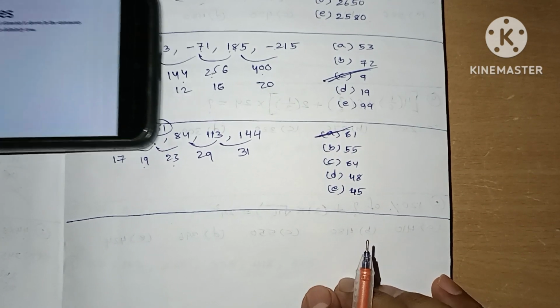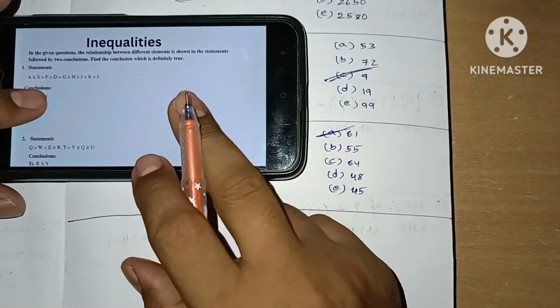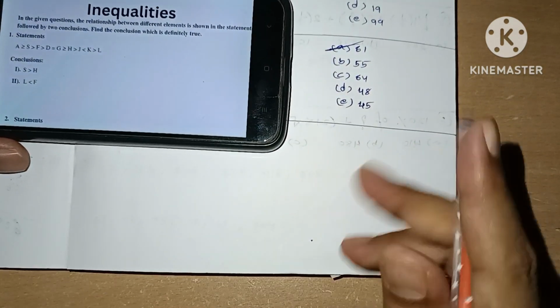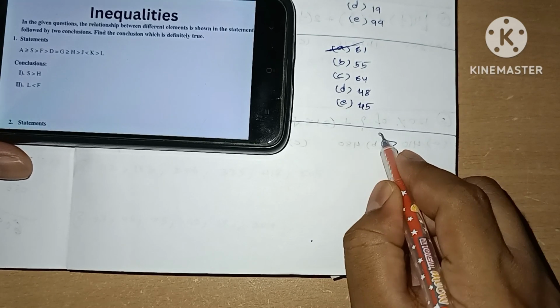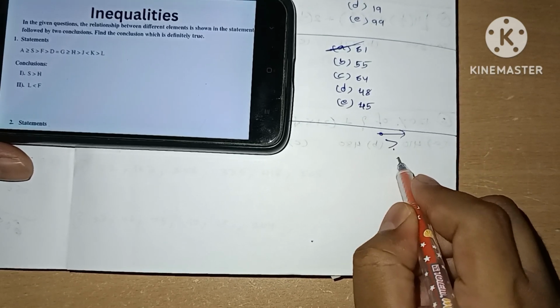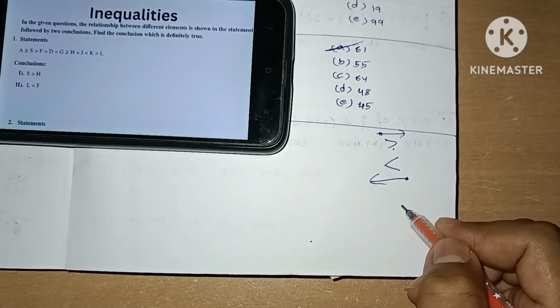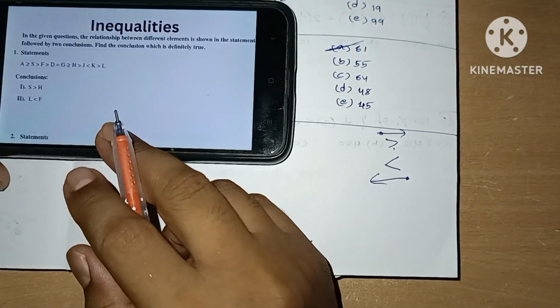Now we are going to see inequalities. Inequalities, the concept we use here is the flow method. If we see a symbol like this, that means the flow from this side to this side. If we see a symbol like this, means the flow from this side to this side. Let's understand with the questions directly.